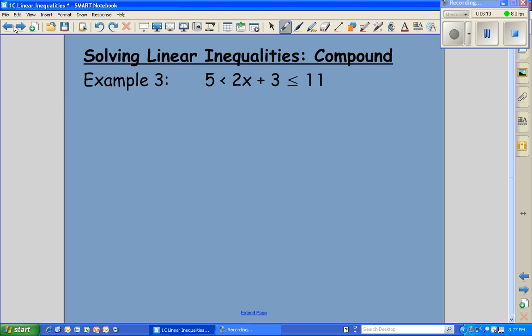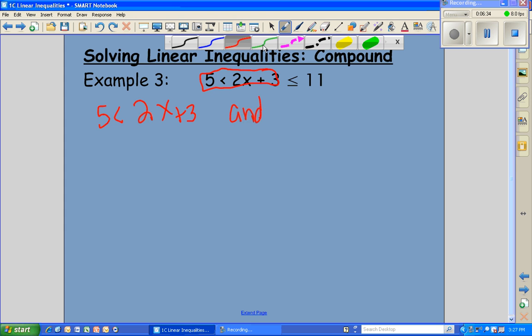So let's look at some examples of this. This is an and problem. Okay, so there's two different inequalities here. We have this inequality right here, which is 5 is less than 2x plus 3. And we also have this inequality right here that says 2x plus 3 is less than or equal to 11.